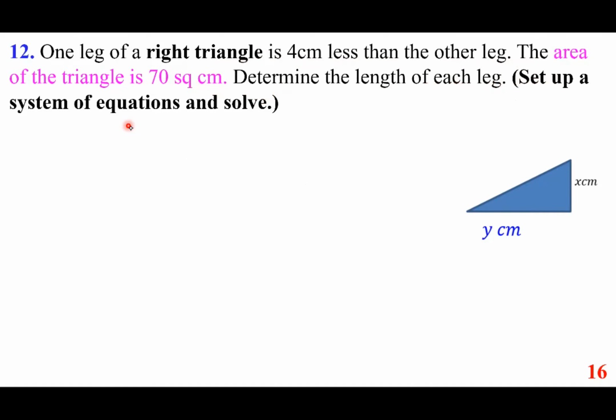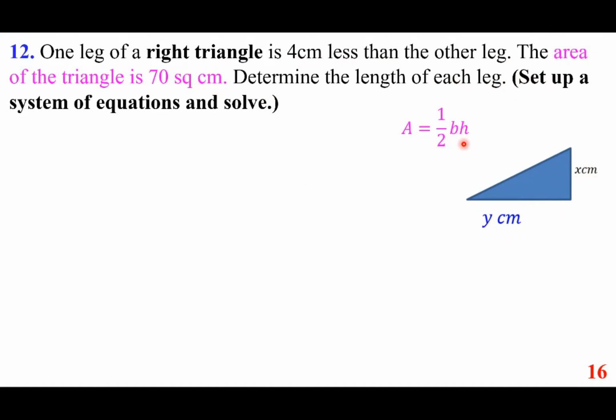So first and foremost, it looks something like this. The legs, we don't know. We can call them x and y. We know the area is 1/2 base times the height. So the very first thing we write: one leg is 4 centimeters less than the other one. So, this may not be to scale, x is y minus 4, because it's 4 centimeters less.